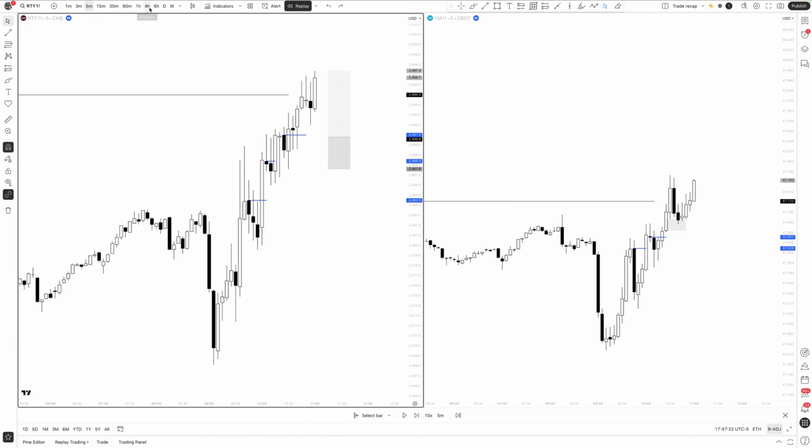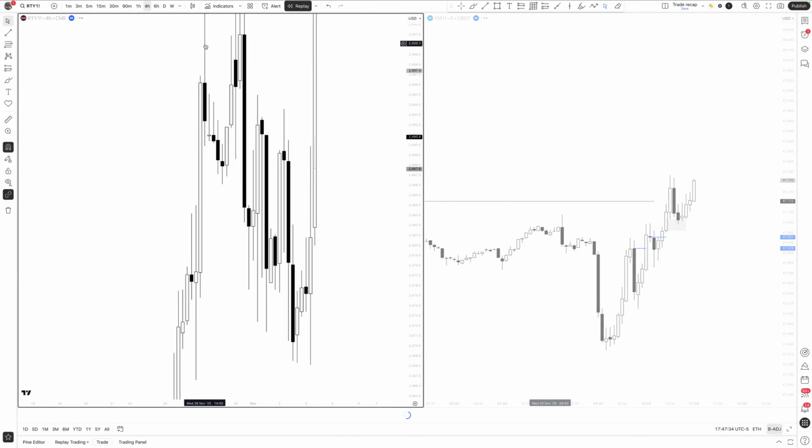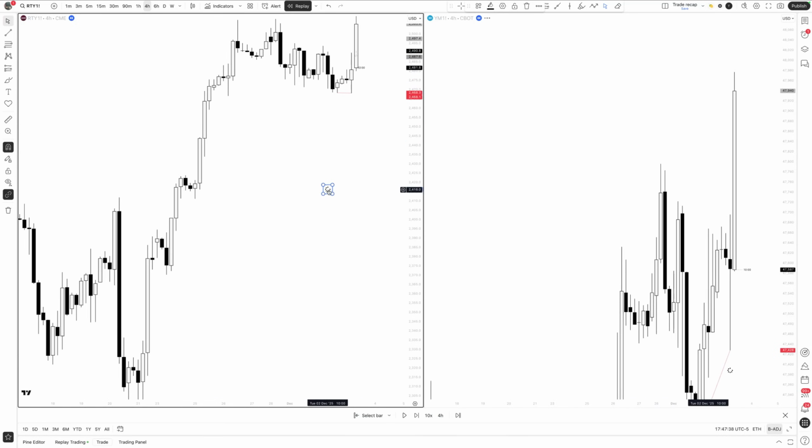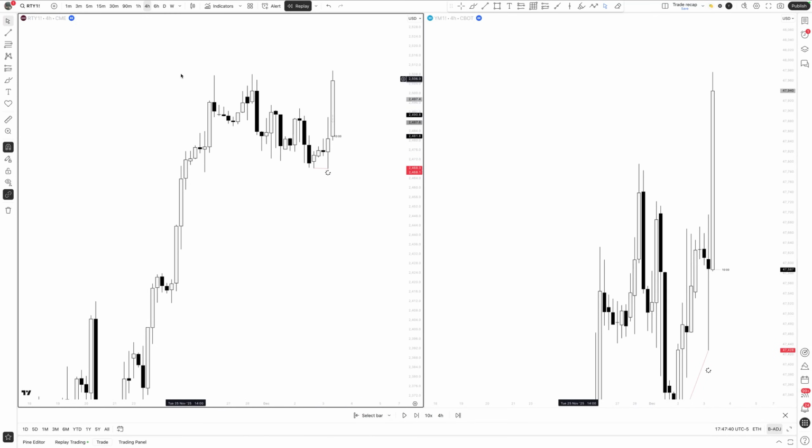There were also a lot more targets on the higher time frame. If I go over here and jump to the 4-hour, you'll see that we had more targets. So I was kind of betting that the day was going to continue to expand.